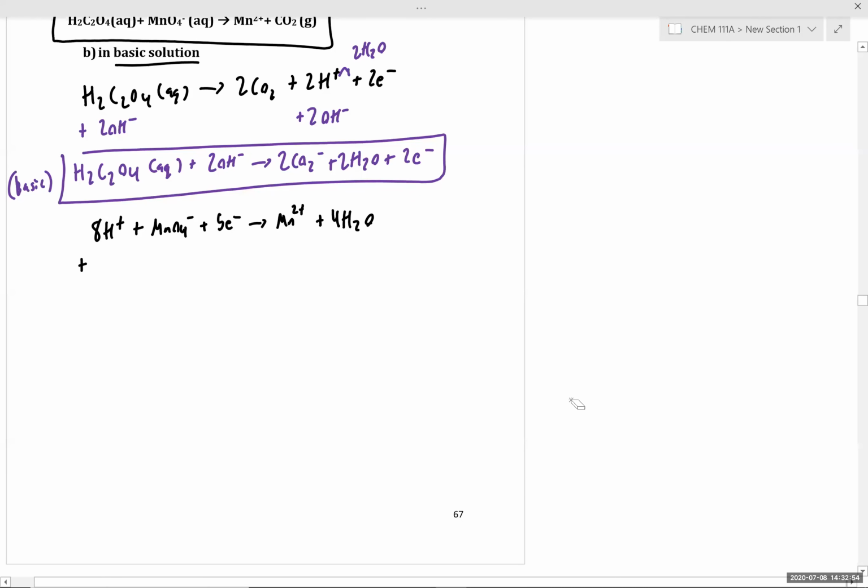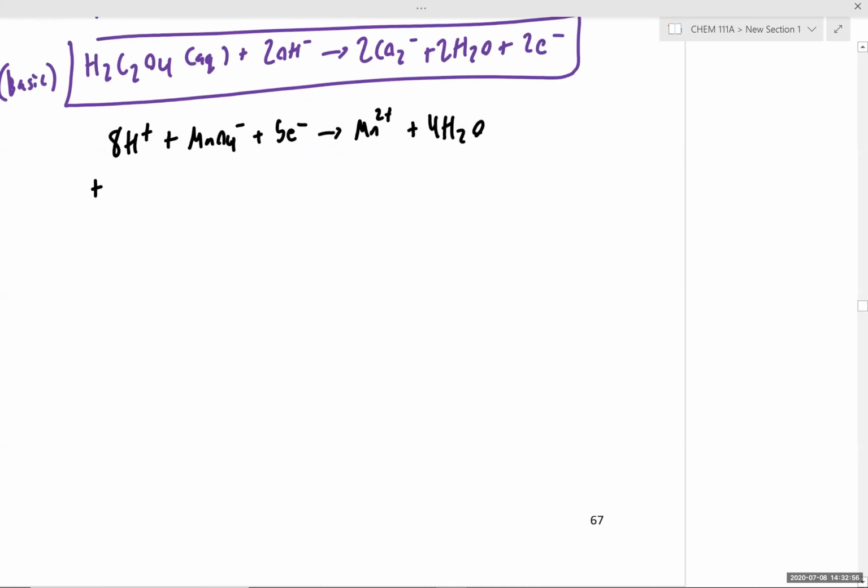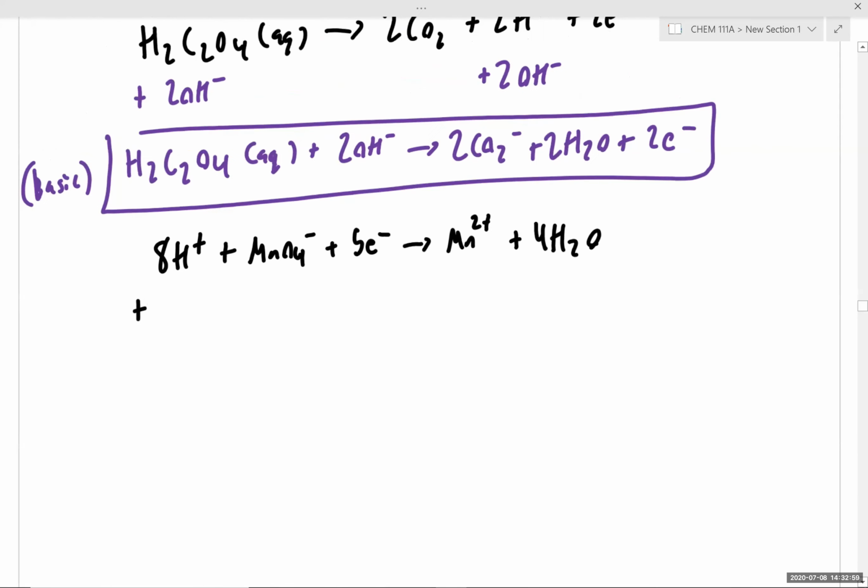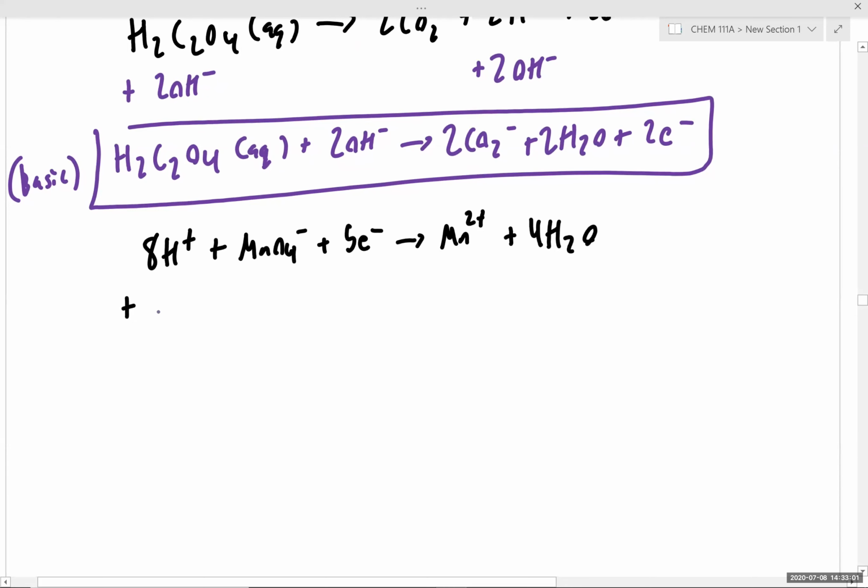Okay, so looking at our chemical equation, my question to all of you is, how many hydroxides do I need to add to each side to get rid of my H plus? How many hydroxides do I need to add? 8, yep. Okay, so that gives us 8 water molecules.